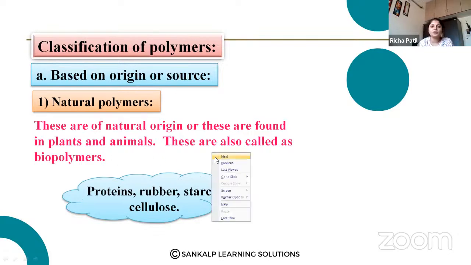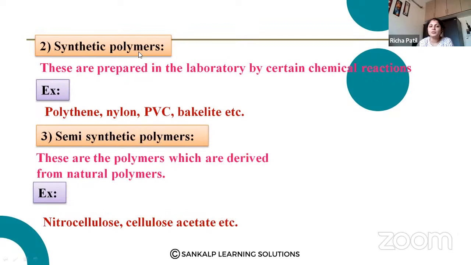Okay, so next is synthetic polymers. What do you mean by synthetic polymers? Man-made. Man-made polymers are called synthetic polymers. So where are these prepared? These are prepared in the laboratory. How are they prepared? In the laboratory by carrying out certain chemical reactions.